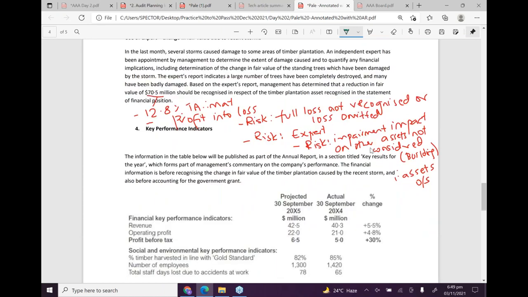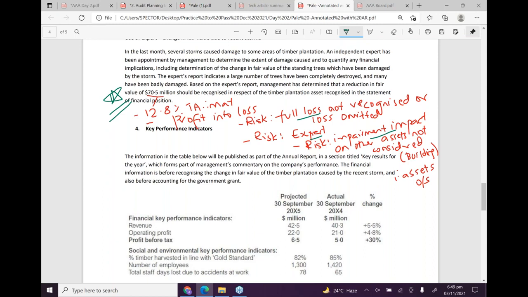The 70.5 million gets a star because no one was able to give me the right answer. Not even a single student was able to give me this answer. The reduction in the fair value is material to the total assets. It's super pervasive to PBT because it would convert a profit into a loss. The risk is that they might not recognize all of the 70.5 million.